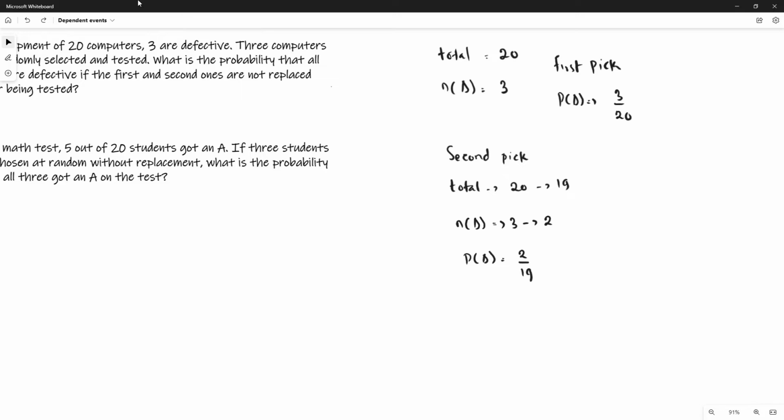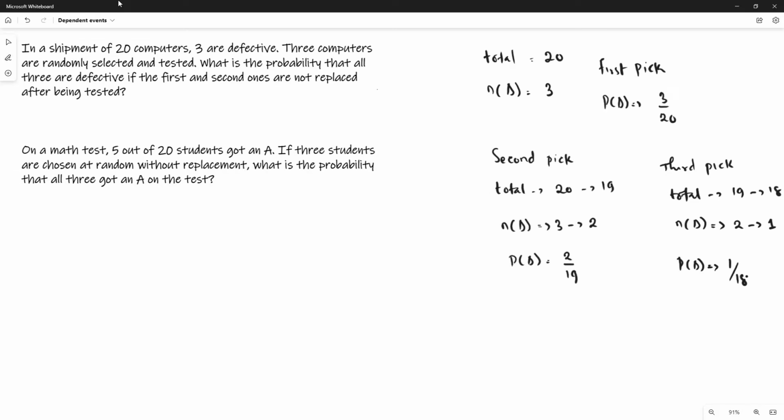Now for our third pick, the total number of computers has gone from 19 down to 18, and the number of defective computers has gone from 2 down to 1. So the probability of picking a defective computer at the third pick is equal to 1 over 18. So let us answer the question that says, what is the probability that all the 3 are defective?